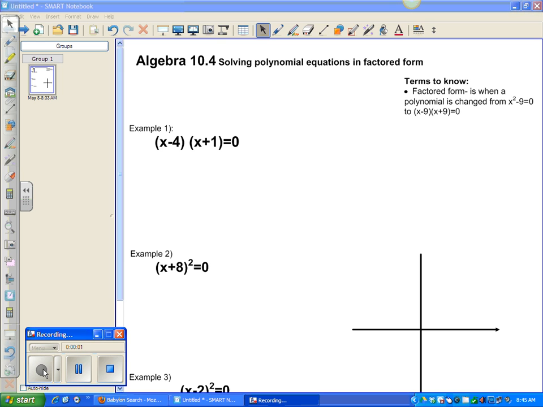So here we are on 10.4, solving polynomial equations in factored form. Something that's going to throw you off, and the reason is that you don't understand why you're doing this. We're kind of building a house while we're holding up the roof in this situation. So you're just going to have to trust the fact that we're going to work through these problems, and then you'll understand next section what these problems look like or why we would set up these problems first.